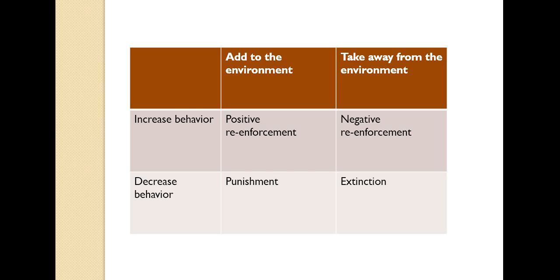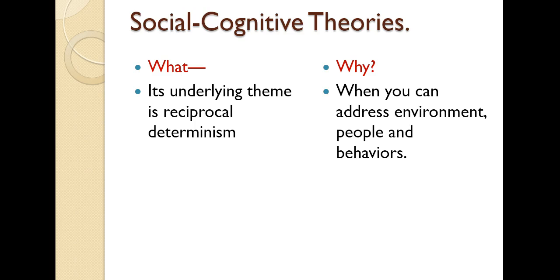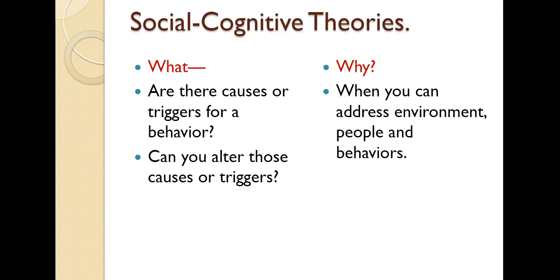So to use this theory, you might be looking at reciprocal determinism, and that means for every action there's a reaction. And you might use this theory if you can address the environment, the people, and the behaviors. So when you're looking at your populations and topics for the health fair, are there specific causes or triggers for behavior, and can you alter those causes or triggers? That would help you address the environment, the people, and the behaviors.